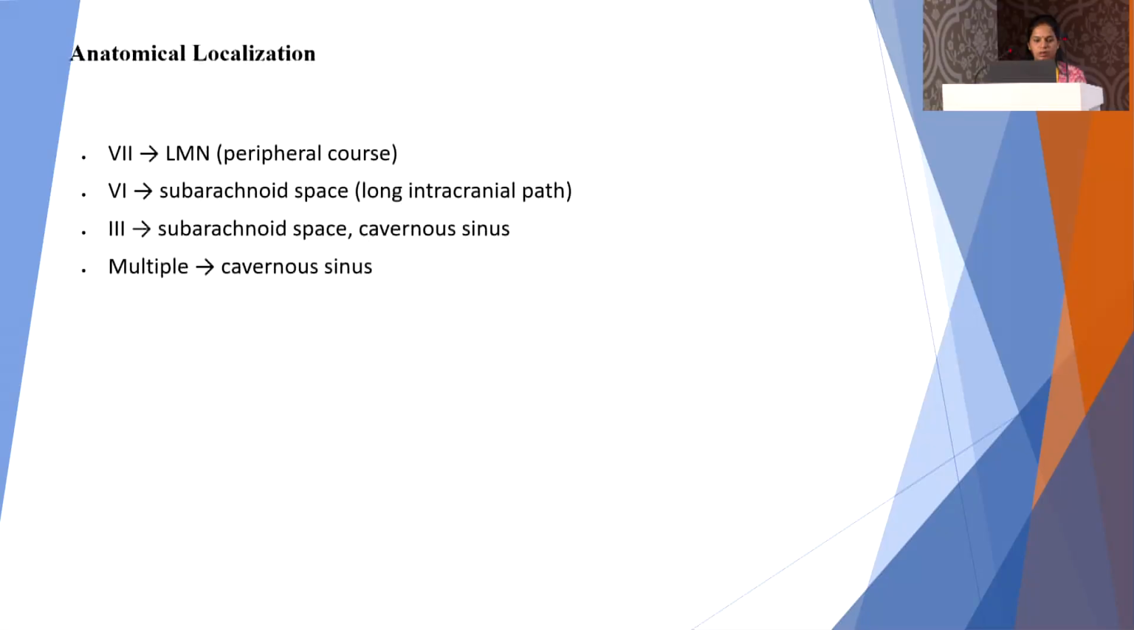So anatomical localization: 7th nerve, lower motor neuron involvement seen; subarachnoid space in 6th nerve; in the third nerve, subarachnoid space and cavernous sinus was noted; and in multiple cranial nerve palsy, cavernous sinus involvement was seen.